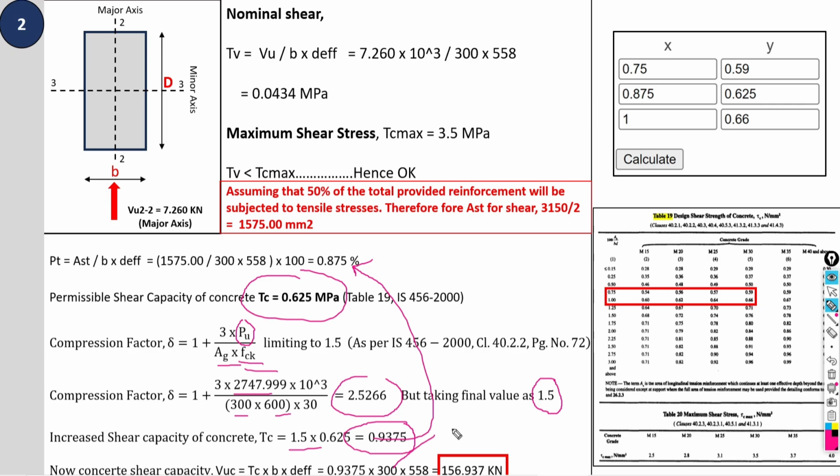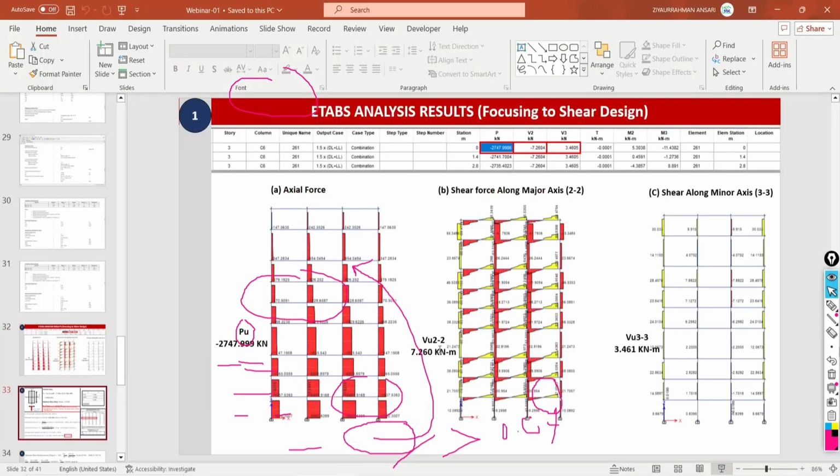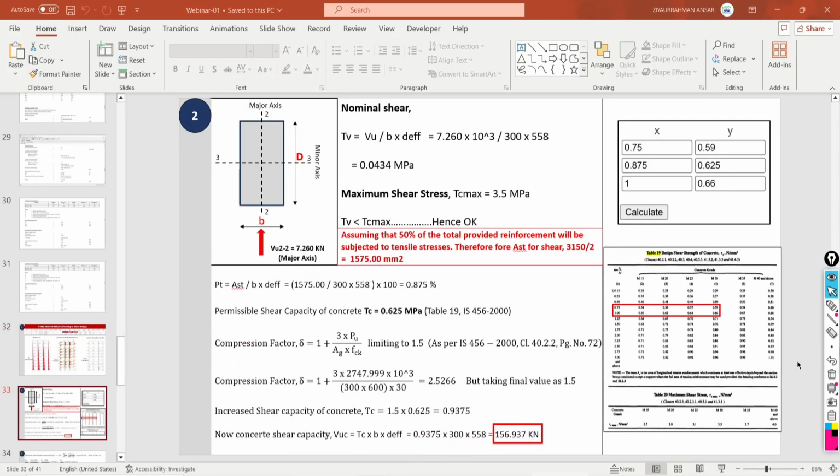It is 0.9375, which is much higher than the nominal shear stress of 0.04, which means our design is safe. And finally you can see the load carrying resisting capacity of your column for the shear is what?